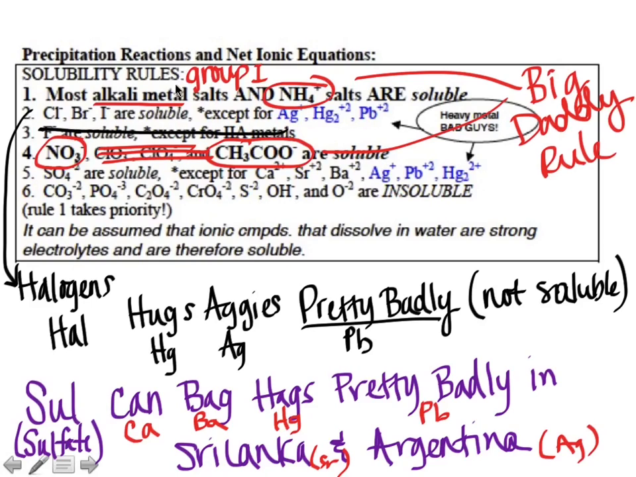And then rule number 6, all these other things that are there, they're insoluble. But remember, if they're with something in rule number 1, if they're with a big daddy, then they always have to be soluble. So carbonate, if it's with sodium, it's with a big daddy, so it has to be soluble. So if you remember rule 1, the big daddy rule, and you remember the halogens and the sulfate, you should be fine.